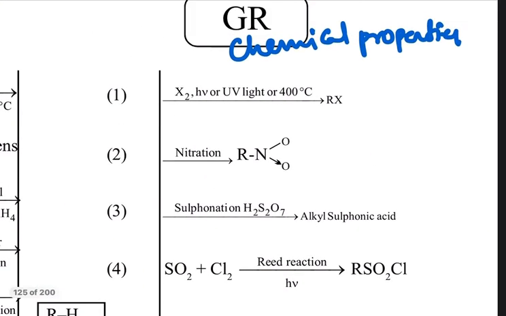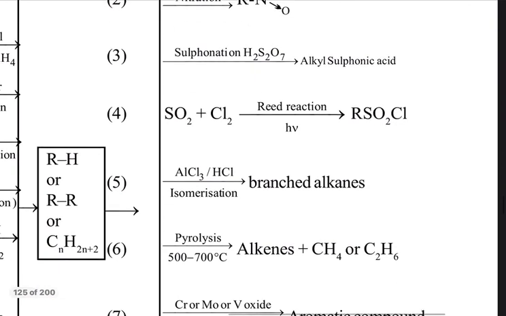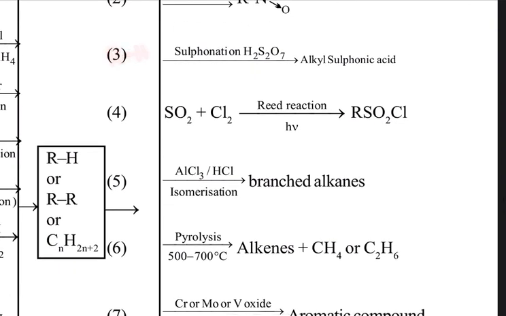Chemical properties: halogenation. Whenever you take an alkane, hydrogen is replaced by halogen, so R-X you are getting. Nitration: when you take an alkane, hydrogen is replaced by the NO2 group. And sulfonation: when you take an alkane and react it with oleum, you get sulfonic acid, R-SO3H; H is replaced by SO3H. And this is Reed's reaction: R-H is converted into R-SO2Cl, alkyl sulfonyl chloride.